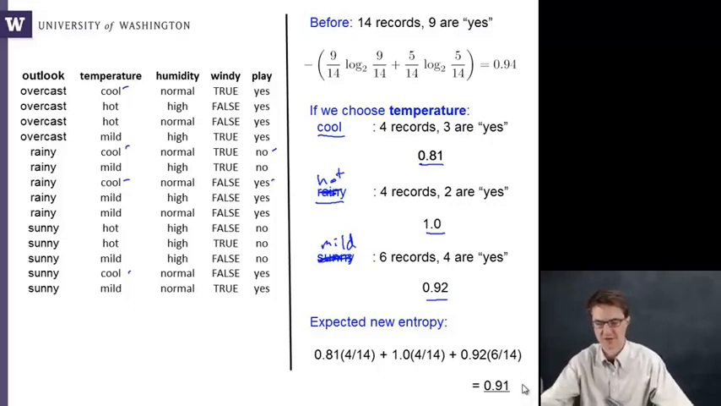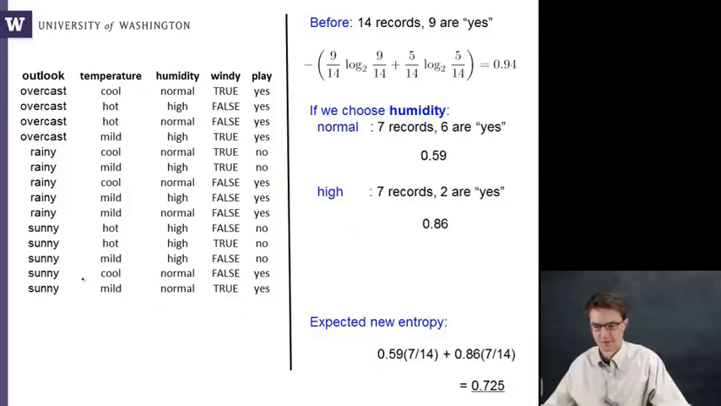Okay. And so the gain here is less than it was for outlook. And finally, next we can consider humidity, and here there's only 2 values. 7 records have normal humidity, and 6 of those are yes, and so the entropy is 0.59 if you plug in the numbers. And if humidity is high, there's 7 records there as well, and only 2 of them are yes, and the entropy here is 0.86. And so the expected new entropy here is 0.725.